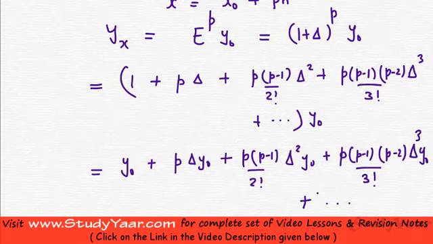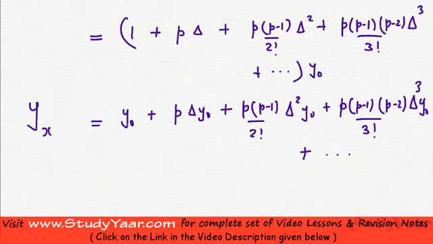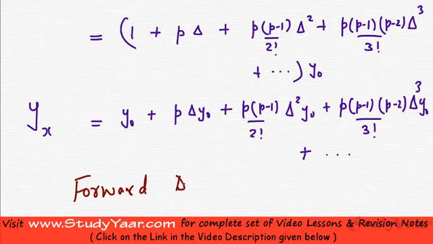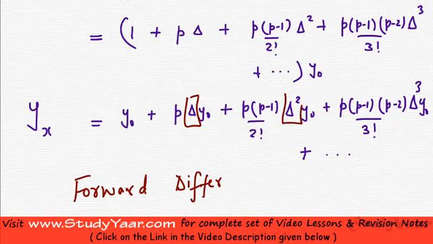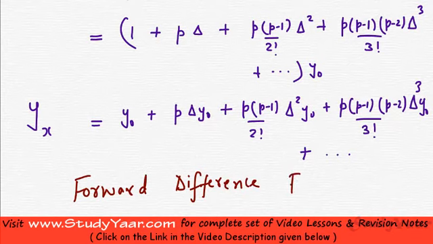Your y at x0 plus ph is going to be given by this formula, which is known as Newton's forward difference formula, because this is being calculated using your forward differences. So this is your Newton's forward difference interpolation formula.